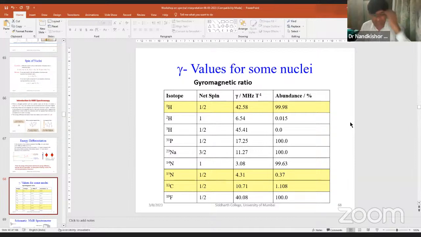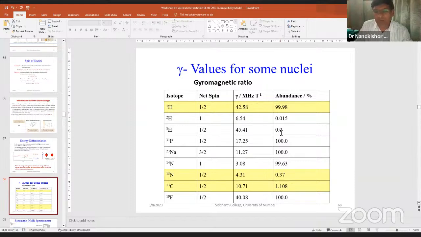The best example I will give: if I want to record my proton sample at 400 megahertz, and I load the same sample for C13, then the frequency required for C13 will be 100 megahertz. That means the source will be 100 megahertz as a frequency. This is the basic difference between proton magnetic resonance and C13 NMR.